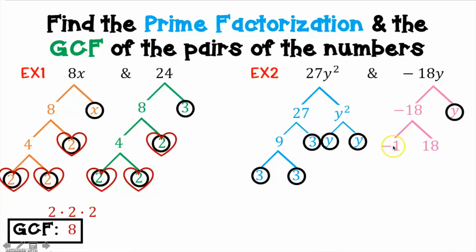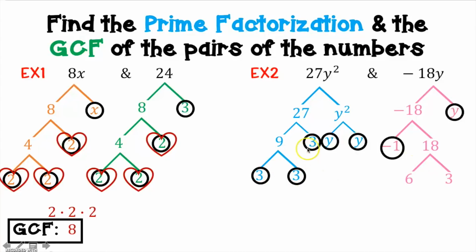And in the same situation here, negative 1 is prime, so we stop that branch. Again, it's to get our negative out of there, and that way we can factor like normal with just positive nice numbers. 18, I went ahead and split it up with 6 and 3. You could have done 2 and 9 or 9 and 2 or 3 and 6. Again, your prime factorization will always end up being the same.